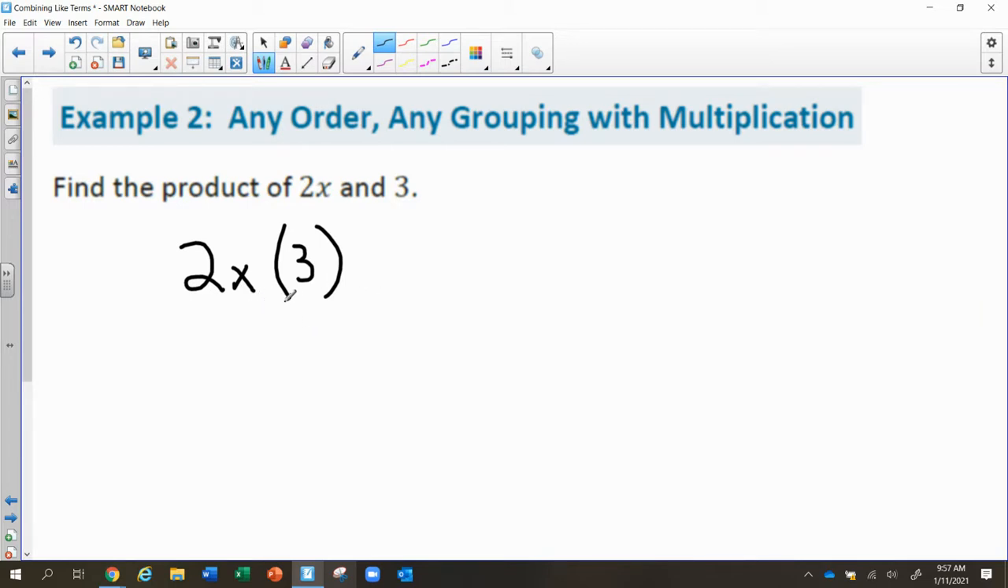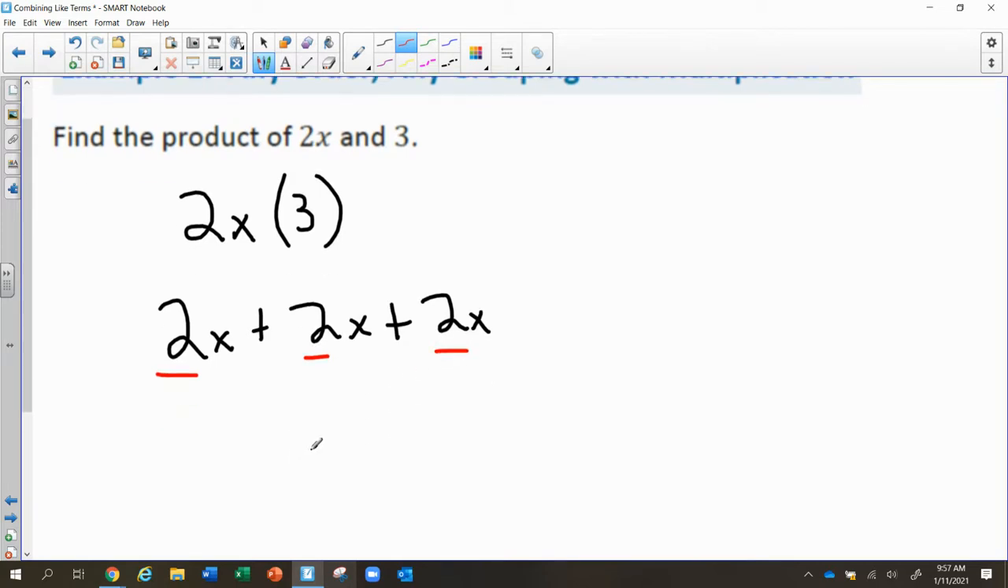So it's not multiple numbers here. This means I have 3 groups of 2x's. So I have 2x plus 2x plus 2x. Well, this is what I just did: I add my coefficients, 2 plus 2 plus 2, and I have to keep the variable, so I have 6 x's.